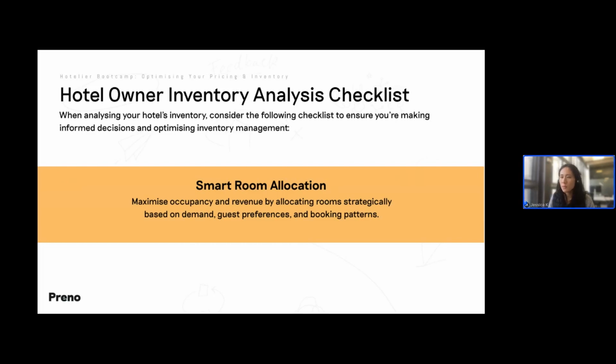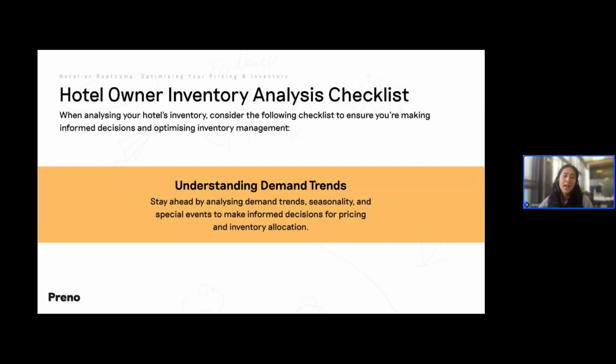Next one. Understanding demand trends. It's definitely worth staying ahead by analyzing your demand trends, seasonality, and special events that happen throughout the year. Think about your region: is there any special annual event? I know there's the Bluff Oyster Festival that I really want to go to down south. That happens every year. Maybe put some time aside at the start of each quarter, look at the calendar, and make sure your rates are optimized for these events.